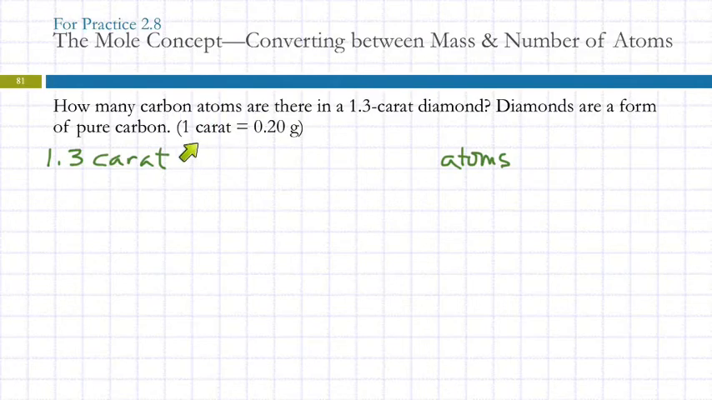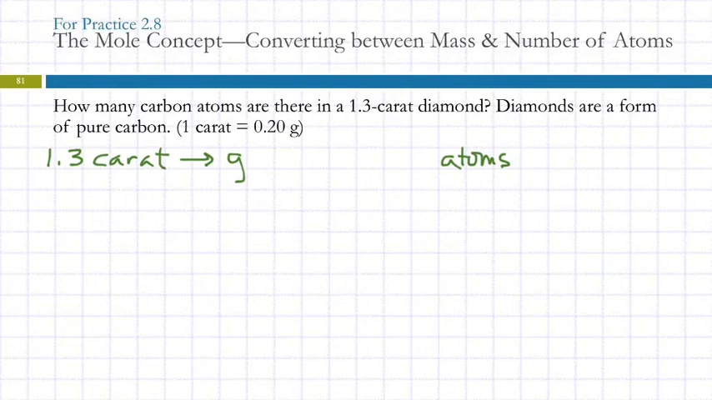Well, this is kind of a clue. We should probably use this. This would allow us to convert carats to what? Carats to grams, right? Because I know that 1 carat is 0.2 grams. So how do I get from grams to atoms? We can use Avogadro's number.